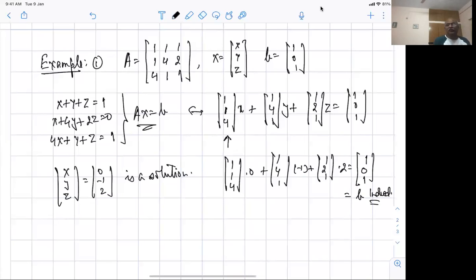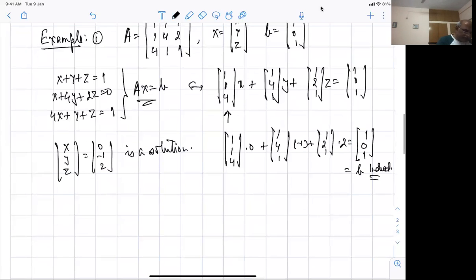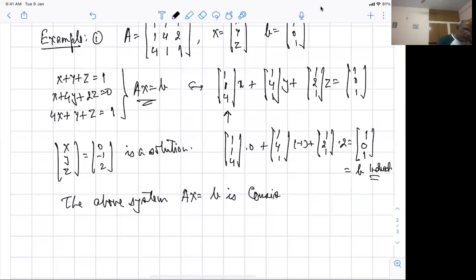Fine. So therefore it is a solution, and therefore the above system Ax = B is consistent, and X naught, which is equal to (0, -1, 2) transpose, is a solution.